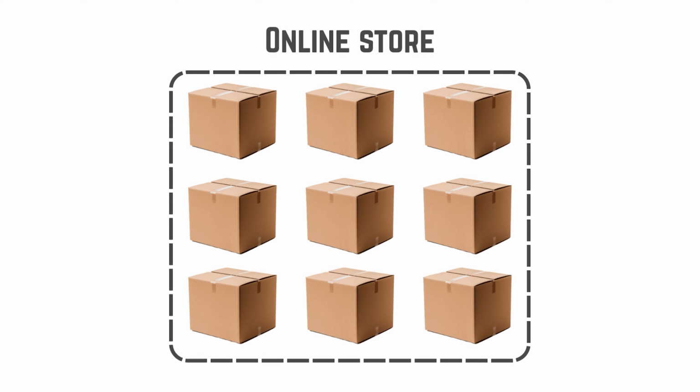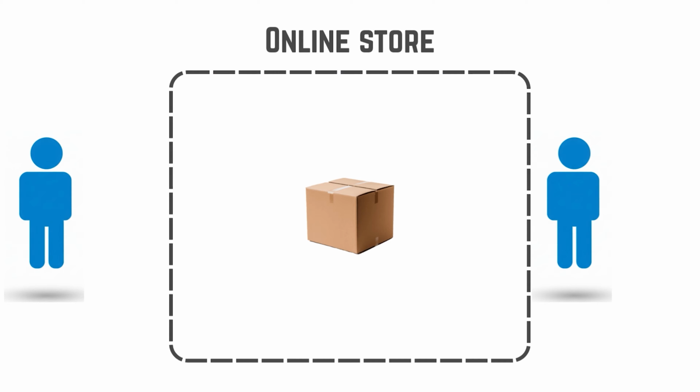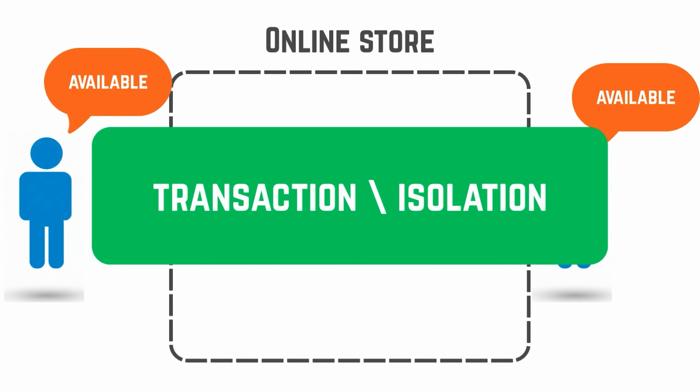Imagine an online store with a product in stock. Let's say there's only one item left. Two people click buy at almost the same time. That stock count is a hot value and it's changing all the time. If it isn't handled properly, both users might think the item is still available, which makes us need concepts like transaction and isolation. The DBMS should handle this as well.